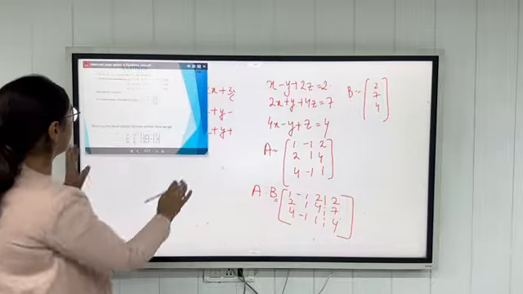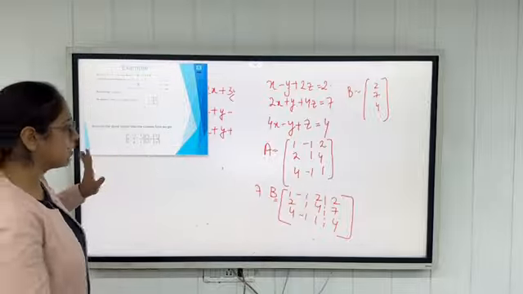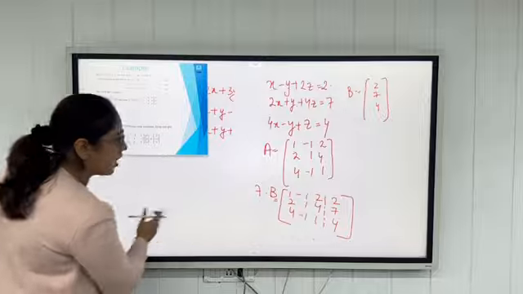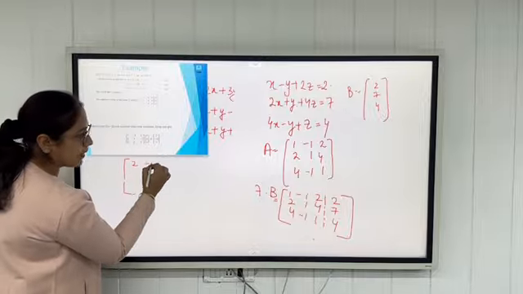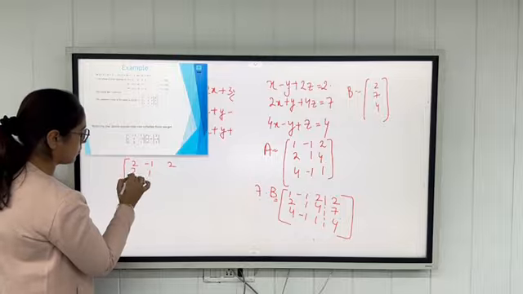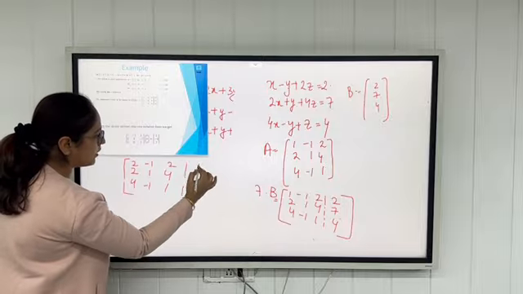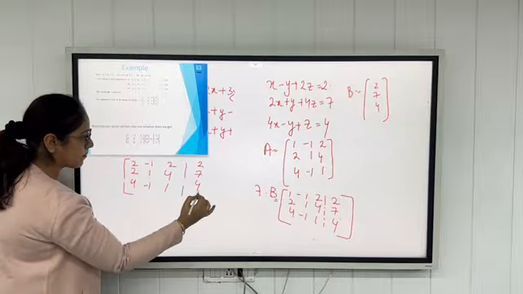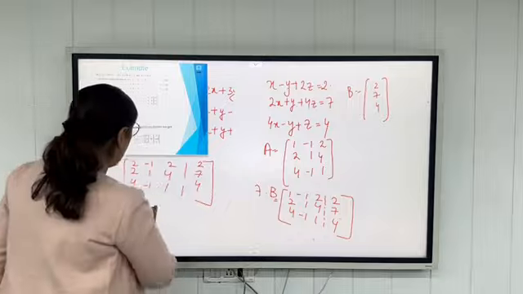I have written this here already. When you reduce the system of linear equations, you will get this. I will explain how it will come. Now you have 2, -1, 2, 2, 1, 4, 4, -1, 1, and 2, 7, 4. Now you have to reduce this matrix into the row-echelon form. How will you reduce it?